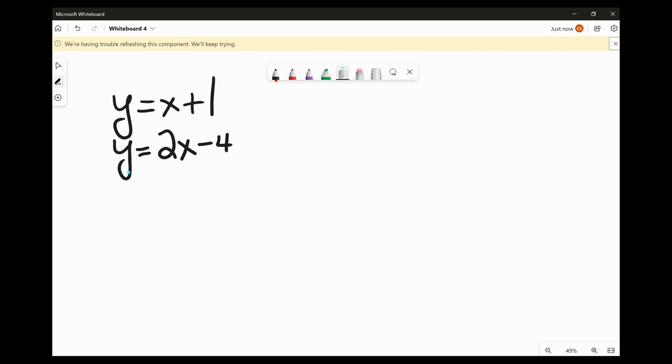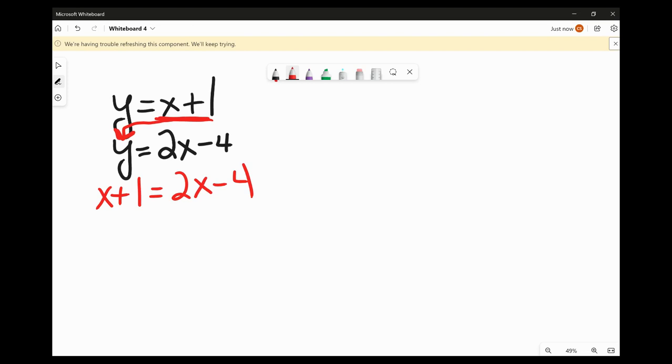So what I do know, I know y equals x plus 1. And since I know that y equals x plus 1, I can substitute that in for that y. All right, so I'm going to substitute this x plus 1 in for the y in the other equation. And I'm going to rewrite it. So instead of writing y, I'm going to put x plus 1. And this side doesn't change at all, and it looks like that.